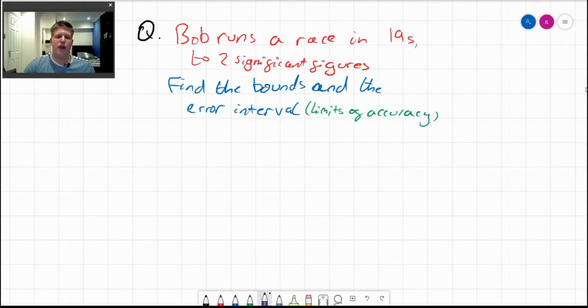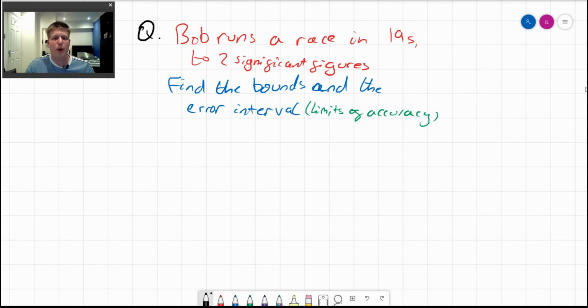Okay, I'm going to move on to continuous data now. This is to do with time. Now, time is continuous data because it can take any form whatsoever. Let's have a look at the question. Bob runs a race in 19 seconds to two significant figures. So we know it's already been rounded to two significant figures. We need to find the bounds and the error interval. Now, the error interval is just a fancy way of saying the limits of accuracy. So they want us to write that special notation down again.